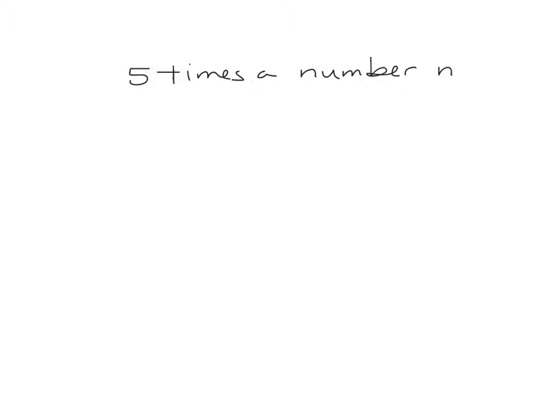When you're multiplying with a variable, you don't have to put the times in there, right? So 5 times a number n is just 5n. When you set a variable and a number next to each other, that means multiplication. Okay, so we want the simplest way we can write it. This would be the simplest way.